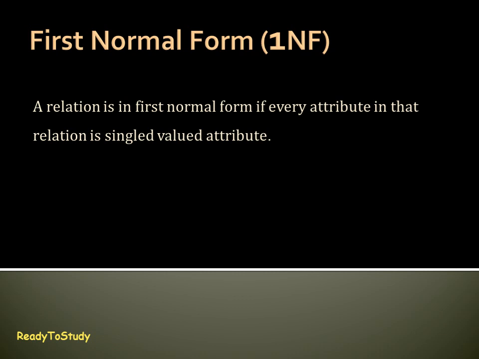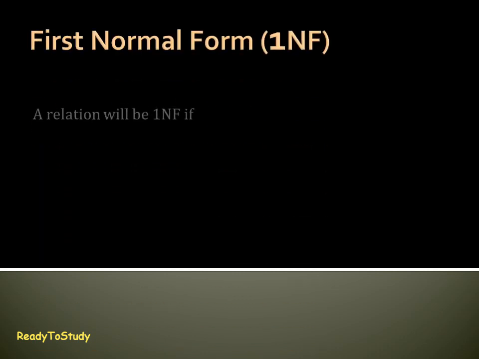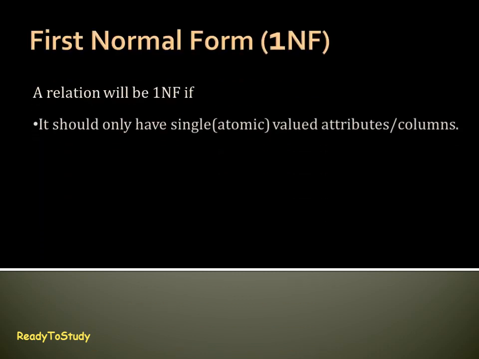It is the definition of first normal form. A relation is in first normal form if every attribute in that relation is a single valued attribute. I know it's difficult to understand, but don't worry, after this video you will understand the meaning of this definition. First normal form has 4 rules.